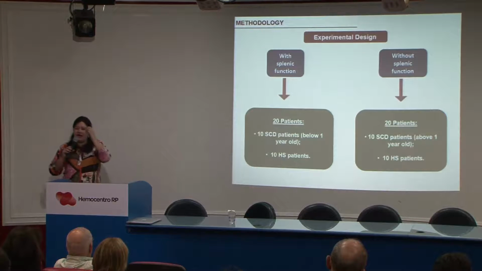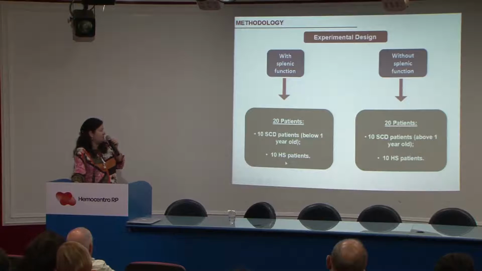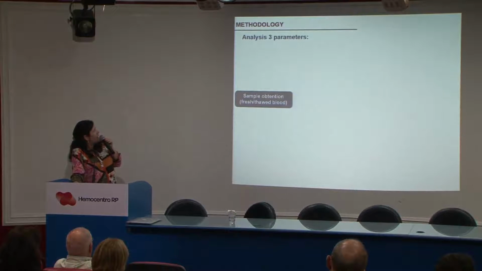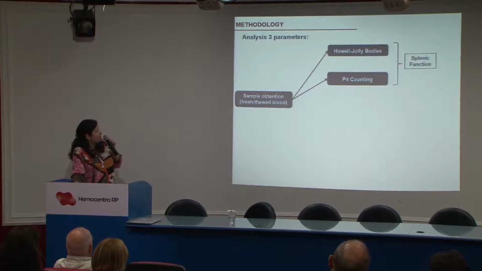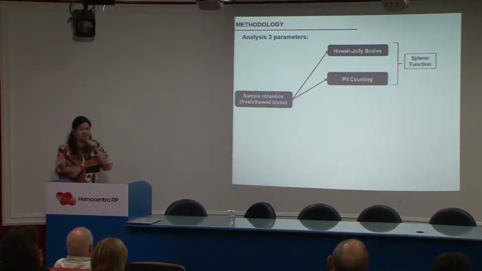And in order to do that, we will study 20 patients with splenic function, 10 sickle cell patients and 10 patients with spherocytosis, and 20 patients without splenic function, 10 sickle cell patients and 10 hereditary spherocytosis patients. And we will analyze 3 parameters. The splenic function, by analyzing Howell-Jolly bodies and pit counting.